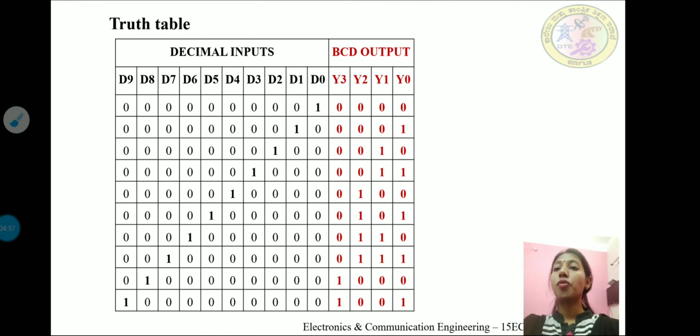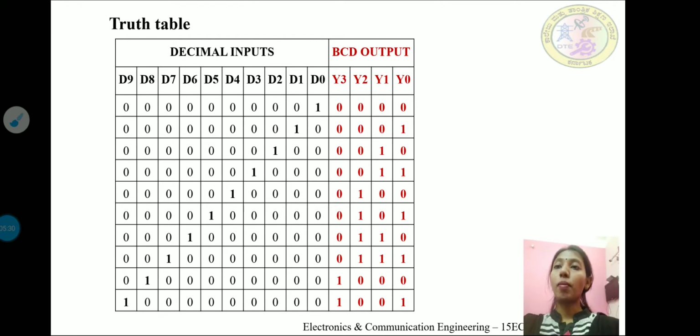When digit 4 is made high, the BCD equivalent for digit 4 is 0100. When digit 5 is made active and the other inputs are 0, the BCD code corresponding to digit 5 is 0101. Similarly, when D6 is made high, the output obtained is 0110. When D7 is made high, the output obtained is 1000. And when D9 is made high, the output obtained is 1001, as shown in the truth table.